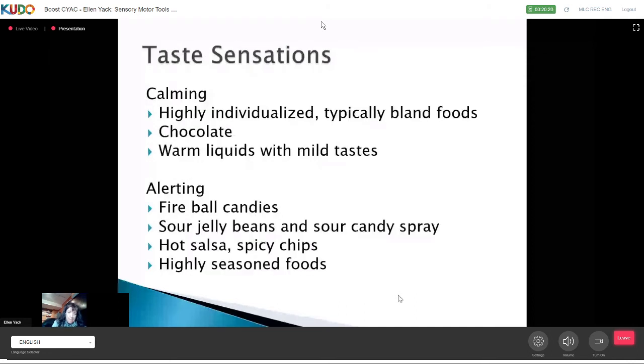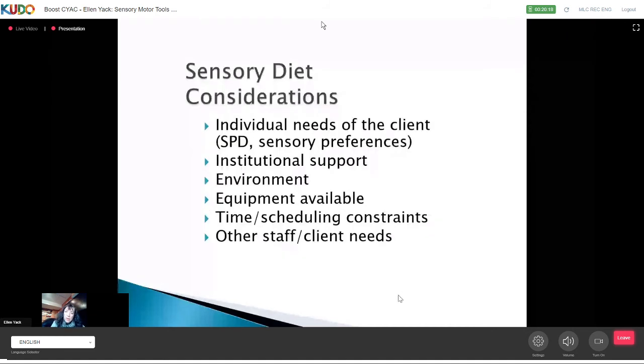So when you're looking at sensory diet considerations, obviously you need to understand the individuals among your clients. You need to look at sensory preferences. Take, for example, a weighted blanket. We know that weight, deep pressure input to the body, can be significantly calming.